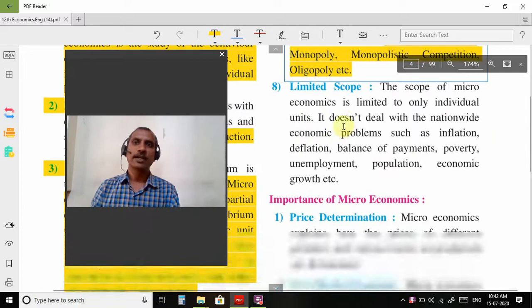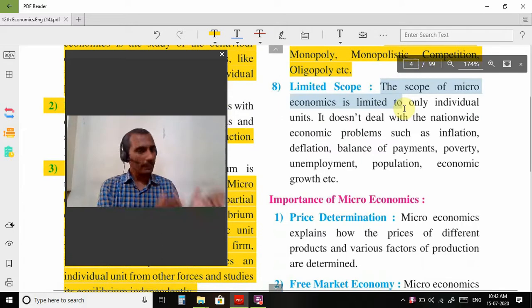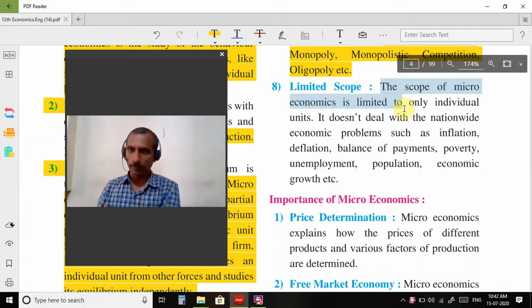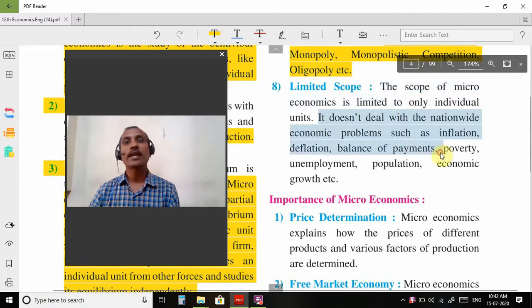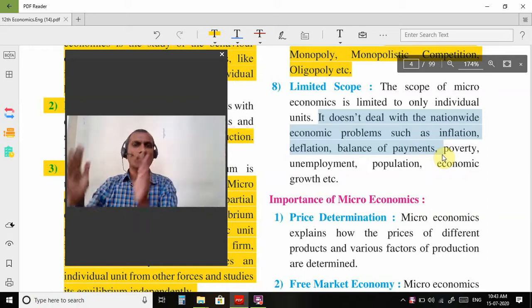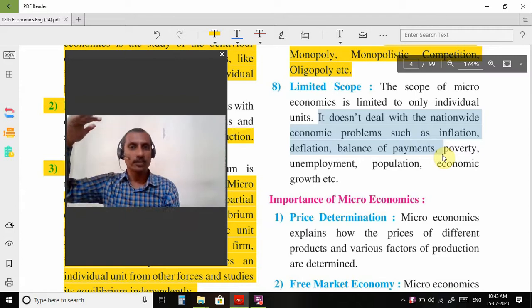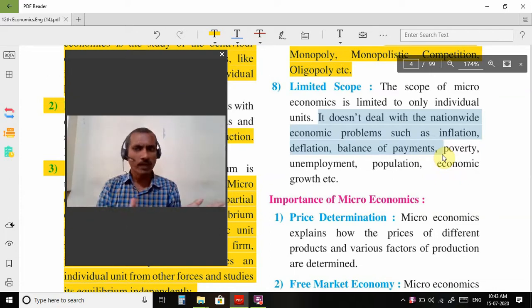Okay, so limited scope. The scope of microeconomics is limited, the scope of macroeconomics is unlimited. So we can write down this point in distinguishing between microeconomics and macroeconomics. It does not deal with nationwide economic problems. In microeconomics we are not going to study large problems, for example, the study of inflation and deflation, boom and recession. We will not study that. Balance of payments, how much is import, how much is export, how much is negative balance, positive balance, we will not study that. But we will study it where?